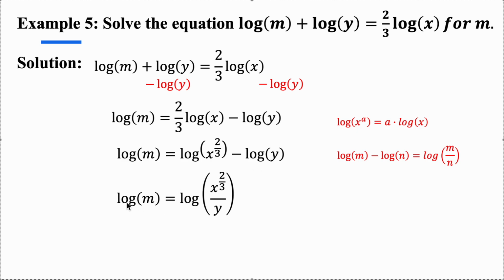Now, what you notice here on both ends is we have the logarithm of this equals the logarithm of this, which means we can apply this condition here. If you have a logarithm of x equals a logarithm of y, then x must be equal to y, right? The only way those two could be equal to one another is if what's inside the parentheses are the same, because logarithm-wise they're both the same. So what we can do here is basically drop this logarithm, so you get m equals x to the 2/3 divided by y.